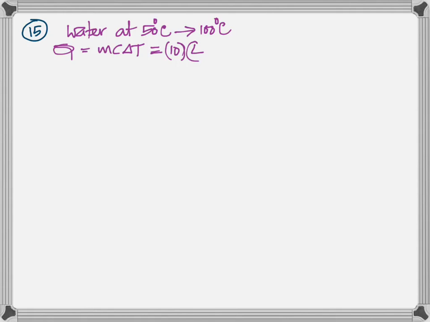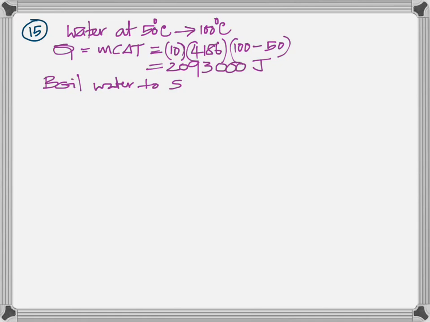There are three processes here. Number one, water at 50 degrees Celsius has to be heated to 100. Formula, MC delta T. Mass is going to be the same, 10 kilograms. That's the specific heat, 4186, and change in temperature. You get that as the quantity of heat.